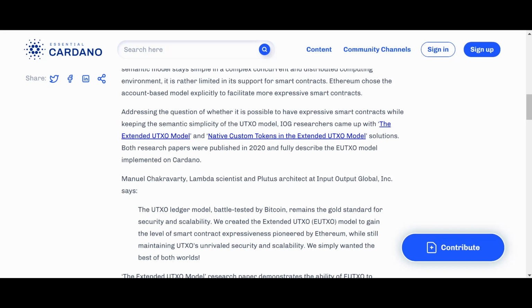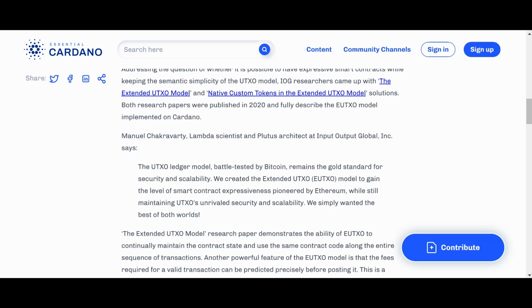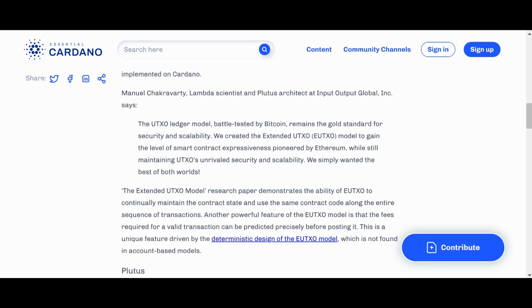Addressing the question of whether it's possible to have expressive smart contracts while keeping the semantic simplicity of the UTXO model, researchers came up with the extended UTXO model and the native custom tokens in the extended UTXO model solutions. Both research papers were posted in 2020 and fully describe the EUTXO model implemented on Cardano.